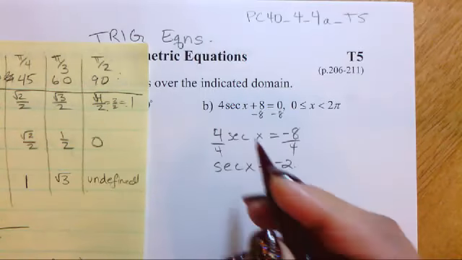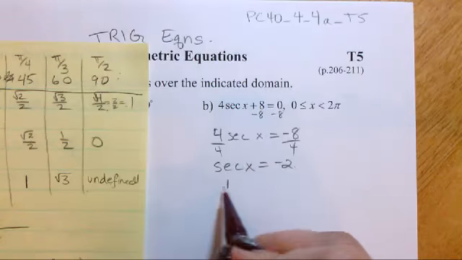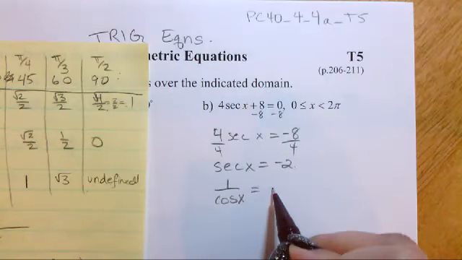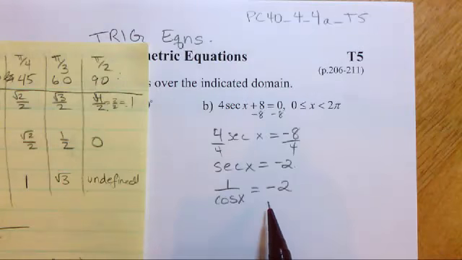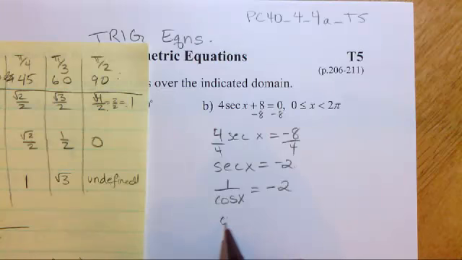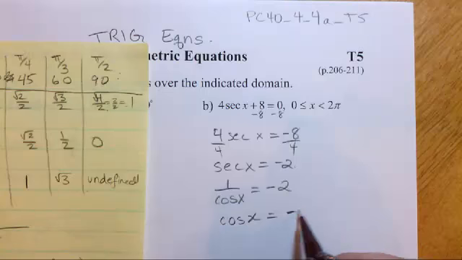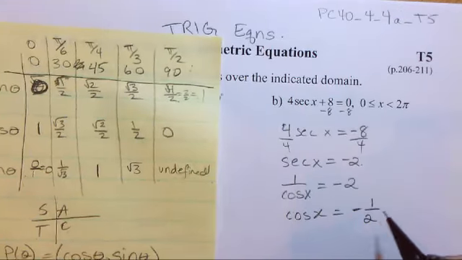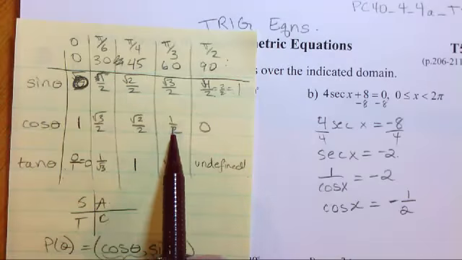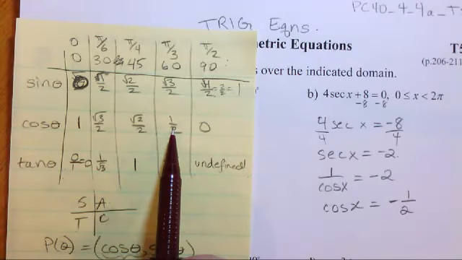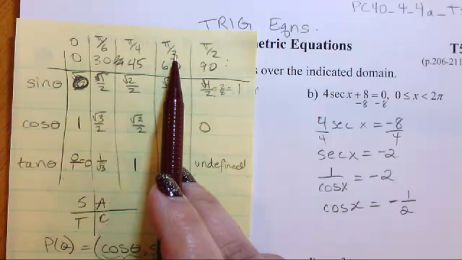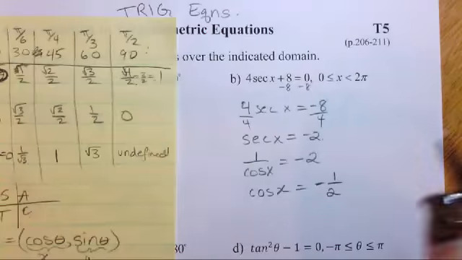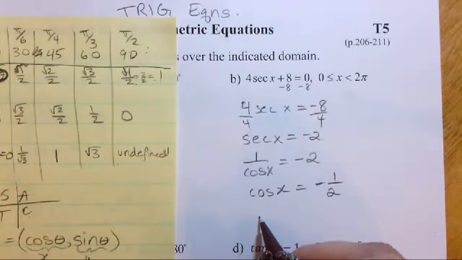Now remember, secant is 1 over cos. So 1 over cos x is equal to -2. And then solve it so that cos is up. So we can just take the reciprocal of both sides, and we end up with cos x is equal to -1/2. Now, I want to look at my table here. Where is cos equal to -1/2? Well, cos is equal to 1/2 at pi by 3. So my reference angle is pi by 3, or 30 degrees.